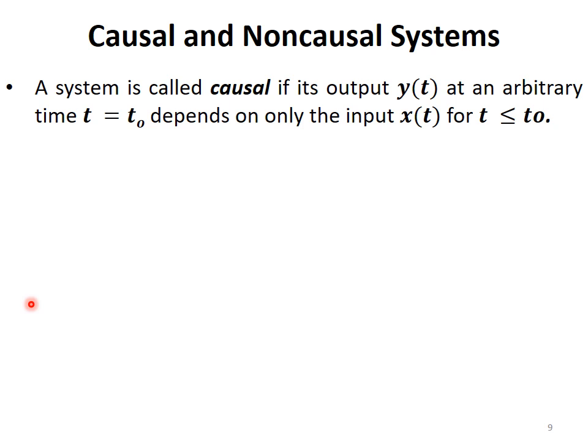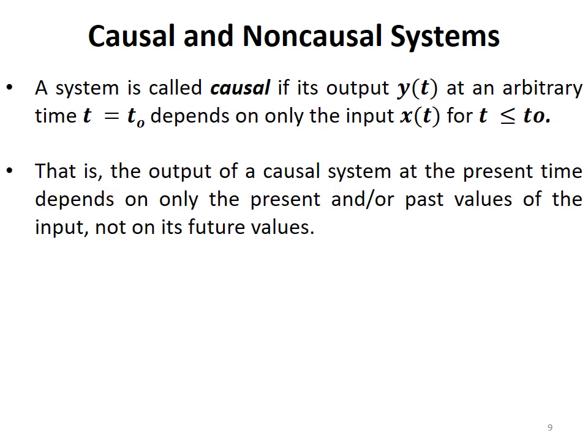So now the next classification is causal and non-causal systems. A system is said to be causal if its output at any time, let's say t equal to t naught, depends only on the input x of t for t less than or equal to t naught. So what does it really mean? That the output depends upon the current value of x of t and the past values of x of t, for t less than t naught, right? So the output of the system depends on the current value of x of t and any past value of x of t, right?